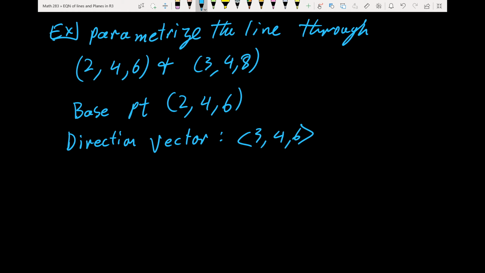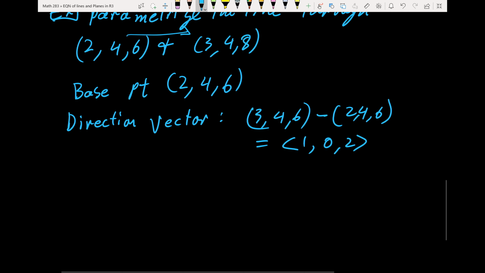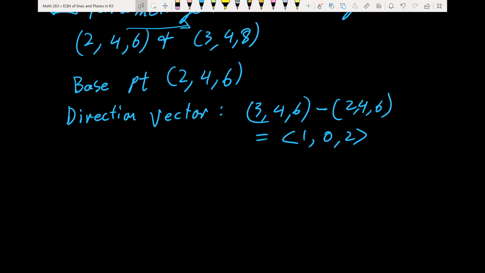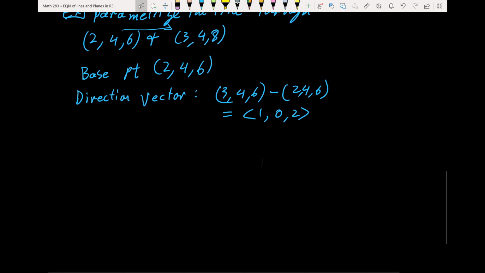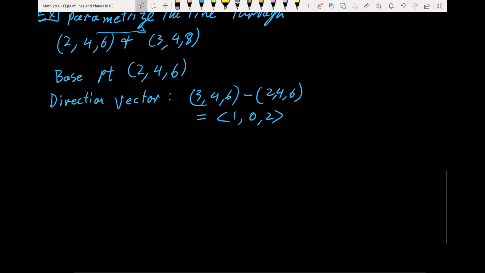I'm sorry, we're going to do this one. Subtracting the base point gives us 1, 0, 2. That's the direction vector. That's kind of like the way it's going. So what's the equation of it? Don't overthink it, it's a simple calculation.